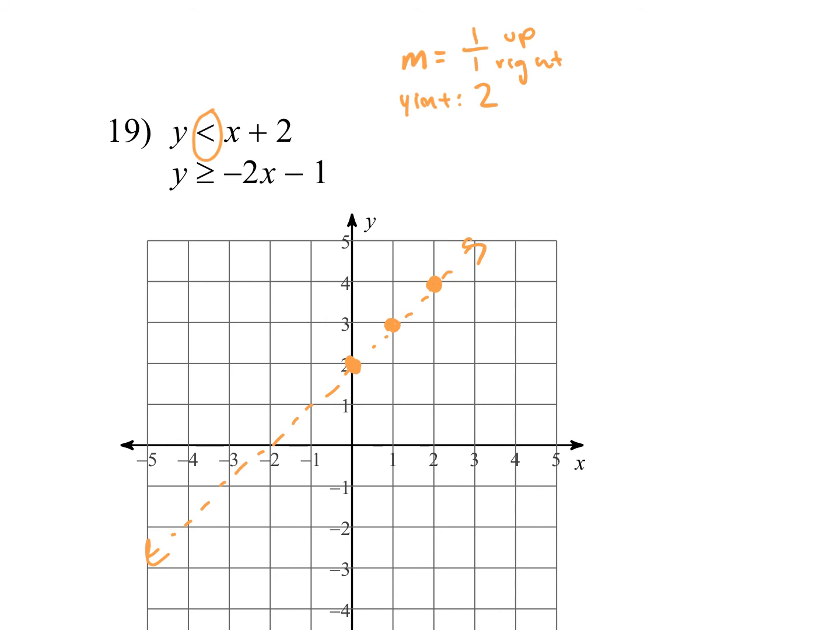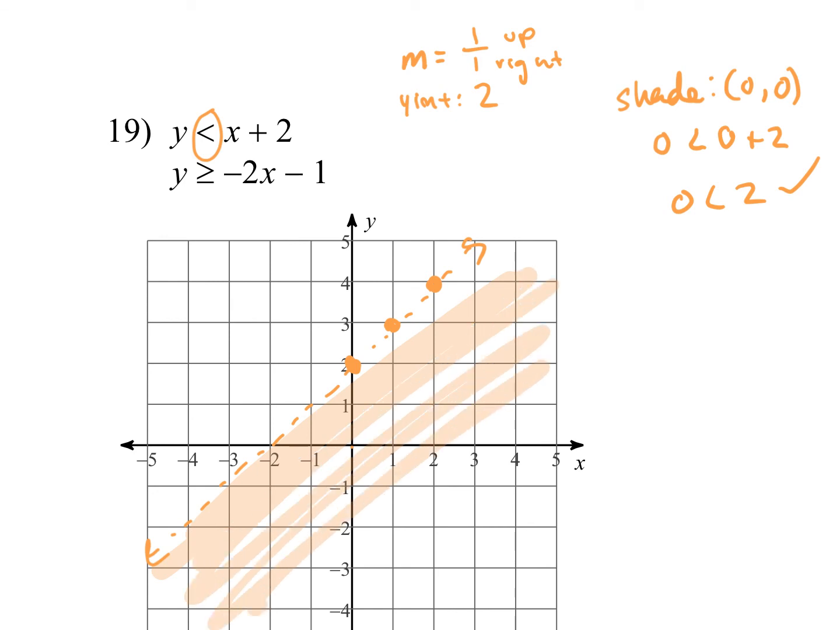Jordan, what should I do next? You should do the other one. Before I do that, it's an inequality, so what do I have to do? Shade, so I'm going to plug in 0, 0. So 0 is less than 0 plus 2. Is 0 less than 2? Yep, that's true. So where am I going to shade? Where 0, 0 is or where it's not? On the right side, so where it is over here.